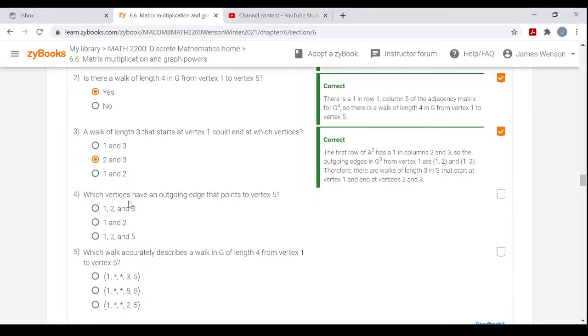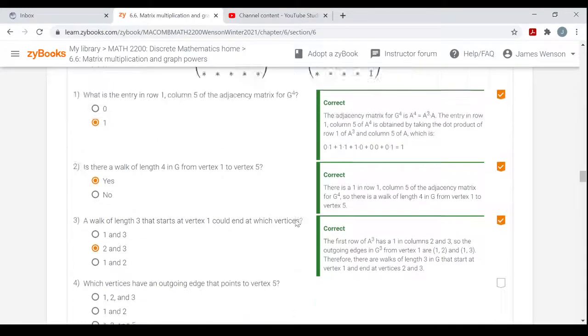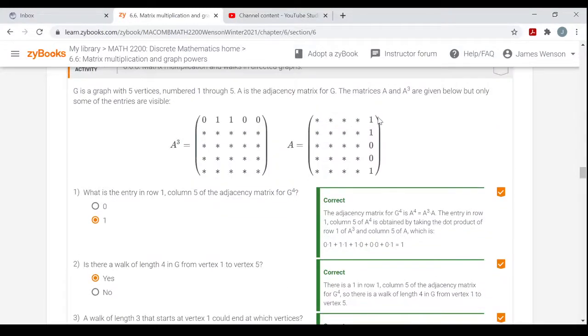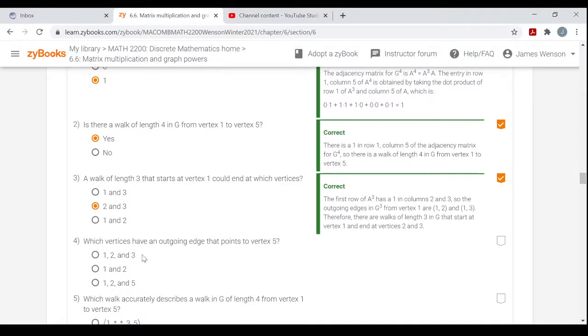Which vertices have an outgoing edge, right, an edge going out of it that points to vertex 5. And I'm assuming in the original graph, so we're looking at A. And this fifth column corresponds to all the vertices that have an arrow going to vertex 5. So you see vertex 1 has an arrow going to vertex 5, vertex 2, and vertex 5 has an arrow going to vertex 5. So 1, 2, and 5.